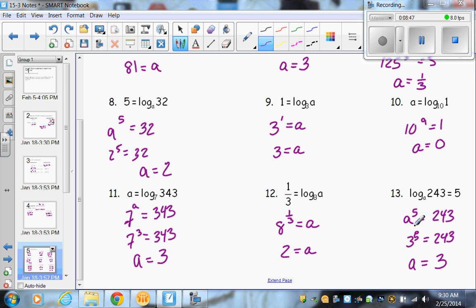Now in class, I will also show you another way that you can figure this out without actually having to guess in your calculator. You can take the 5th root of both sides to get your answer here. But I'll show you that in class tomorrow. So make sure you have your graphing calculator.